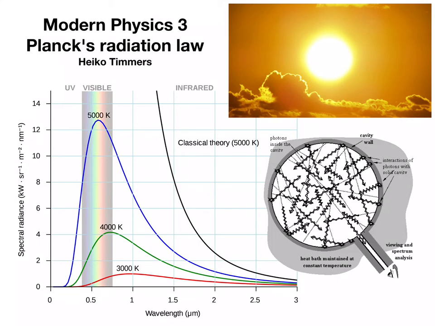The graph shows the spectral radiance, the intensity of light from such a radiator with constant temperature, as a function of wavelengths here quoted in micrometers. The red curve shows the result for a temperature of 3000 Kelvin, green is 4000 Kelvin, and 5000 Kelvin is close to the temperature of the sun, and you can see that the maximum intensity range agrees well with the wavelength range of the visible spectrum of light.